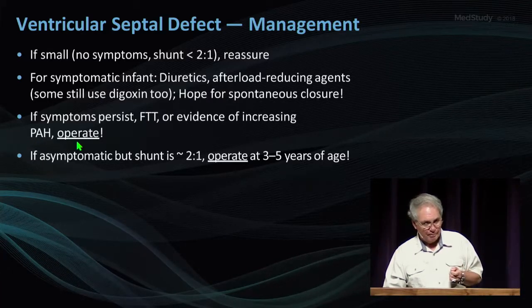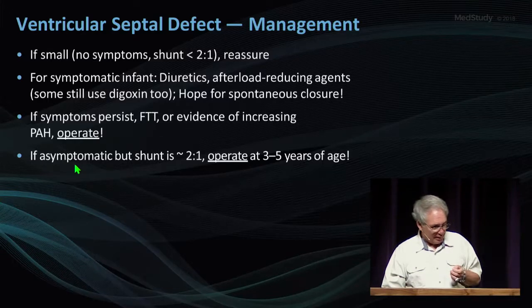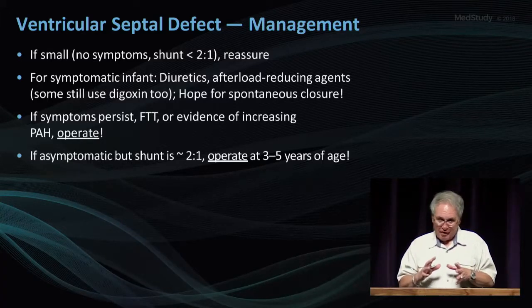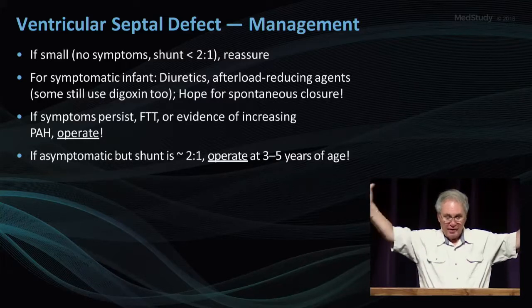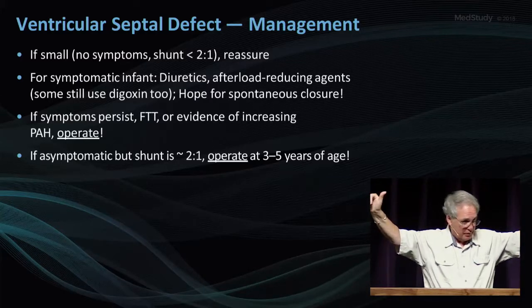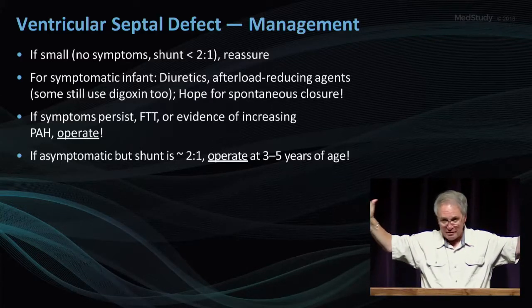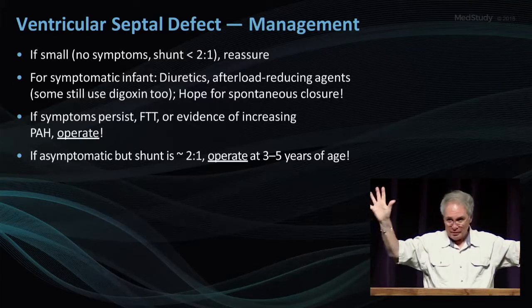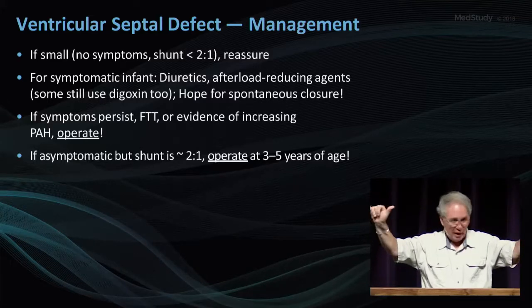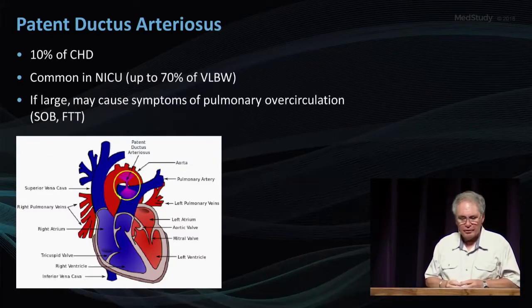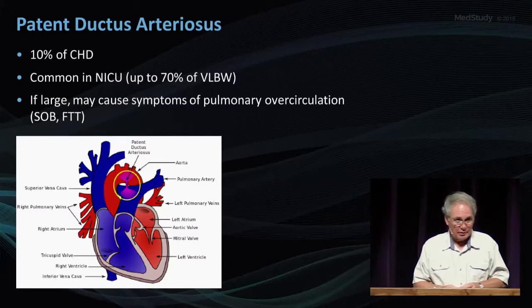But if symptoms persist, if there's failure to thrive, or evidence of increasing pulmonary artery hypertension, the irreversible kind, operate. Now, what about the asymptomatic child? We will give them till about 3 to 5 years of age. But if we think they have enough blood going to the lungs to eventually cause this, we will recommend closure of that defect. And that number is generally, when we clinically think there's about twice as much blood going to the lungs as normal, we operate to prevent this. Okay? Ventricular septal defect.